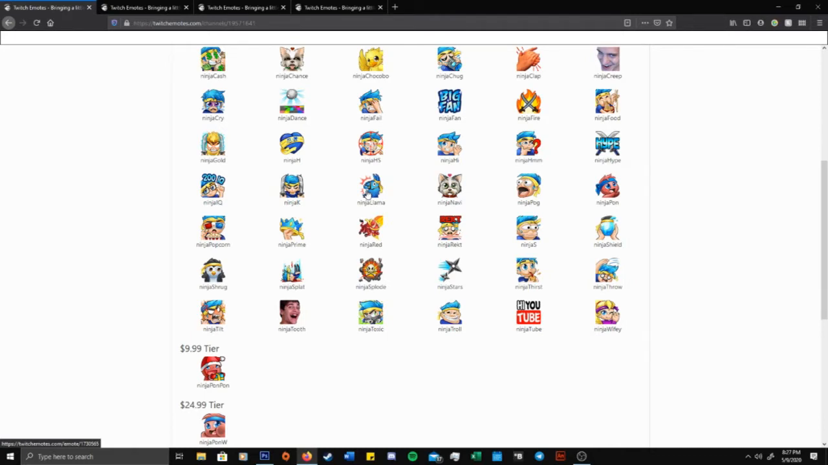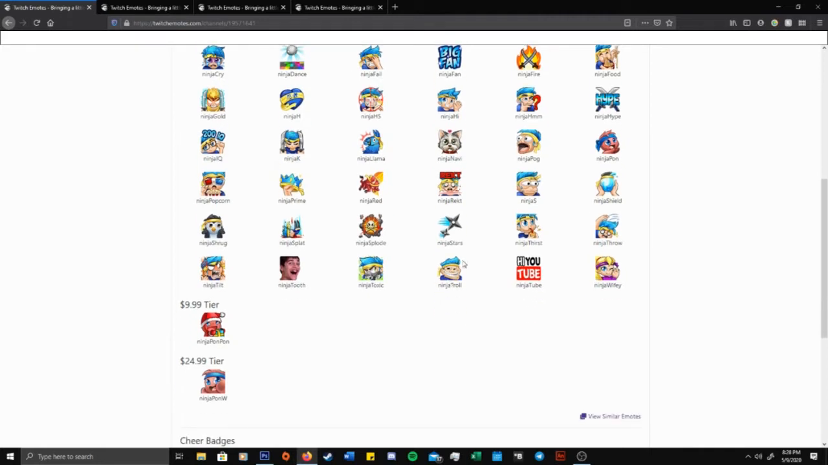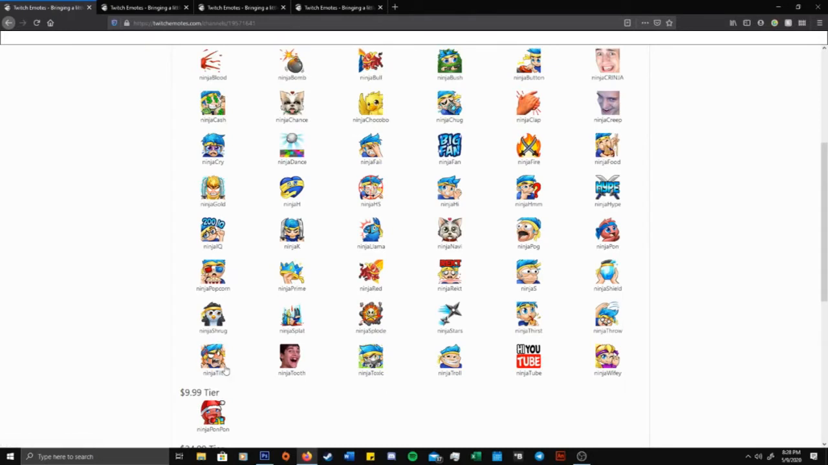So if you're just trying to figure out your first set of emotes, I would refrain from doing stuff like this. Like the Prime, I know it's referring to Twitch Prime, but again, a little too specific. You couldn't really use that anywhere else. You really couldn't use the Red Bull anywhere else. Like what is this? You know what I mean? So refrain from these. Oh, look, he has his own little sip emote. Ninja Troll Face, that's pretty good, because the troll face is one of the OG memes. Everyone knows what that is. And you could use it in so many different ways.